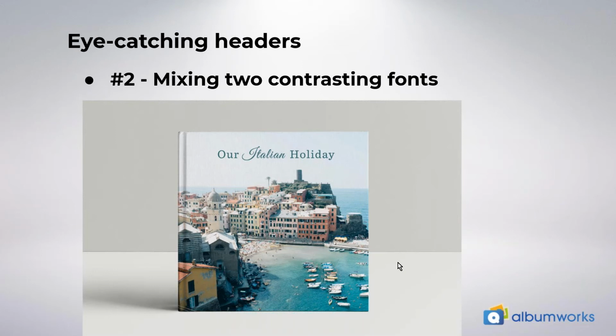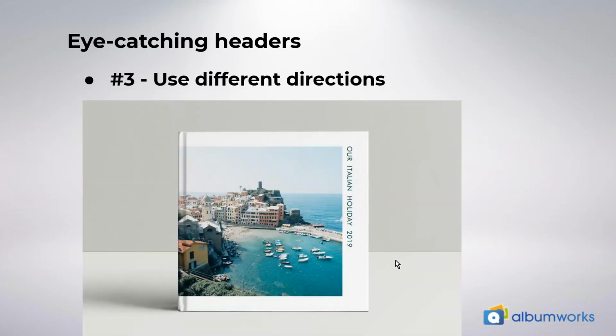The next one is using different directions. For this kind of header, you can rotate the text box by 90 degrees so that your heading is flowing downwards. We've left equal amounts of blank space at the top and bottom of the cover to create balance. And I've aligned the text box to the top of the image. The color of the font has been changed to try and match the deep aqua color of the water in the image.